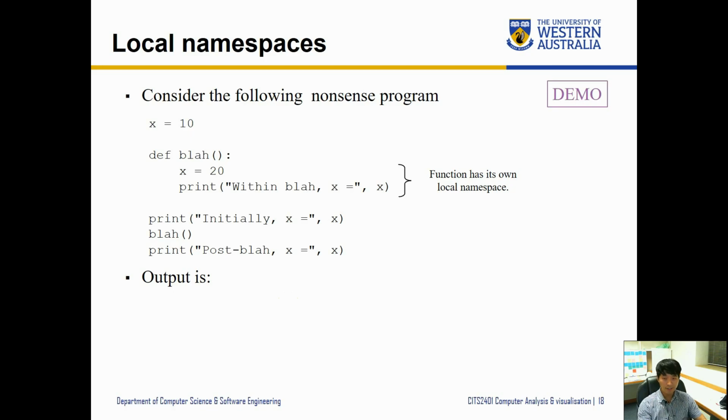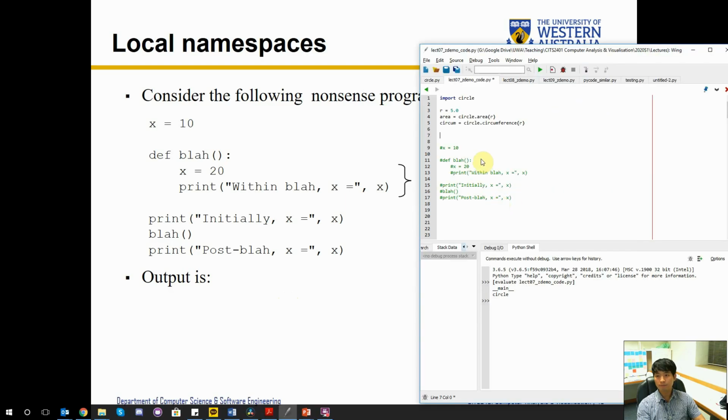Okay, let's check that. So let's hide our circles and check our blah. So we initialize x equals 10, so we probably say initially x equals 10. So that's what we probably guessed. And then we call blah. What happens in blah? x equals 20, and within blah, x will be 20. So that's what we would expect, 10 and then 20.